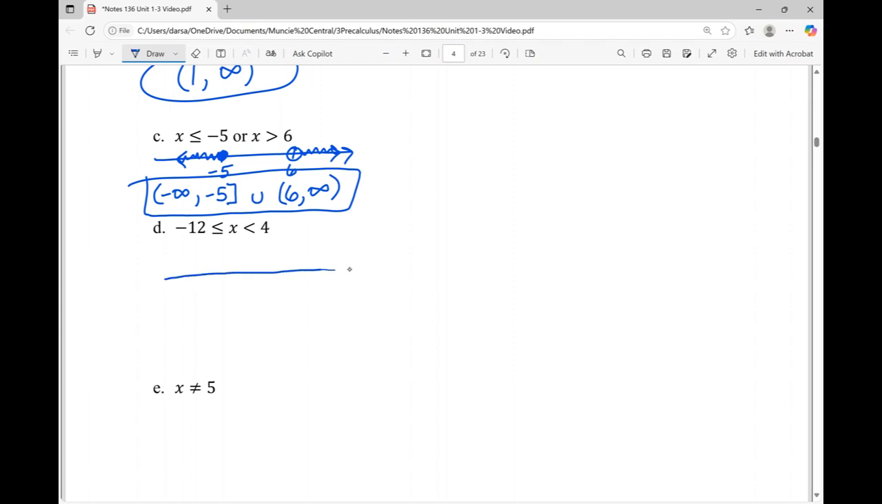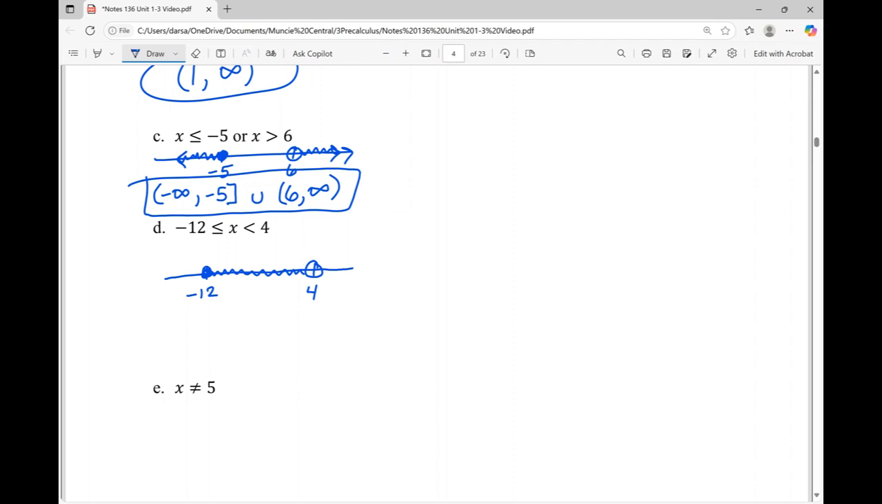This one isn't so bad. What are our two numbers that are involved? -12 and 4. Make sure they are in the correct order on the number line. -12 is a less than or equal to next to it, so we use a dot. 4 is a less than next to it, so we use an open circle. And do you see how the x is between these two? That means that we want to shade everything in between these two.